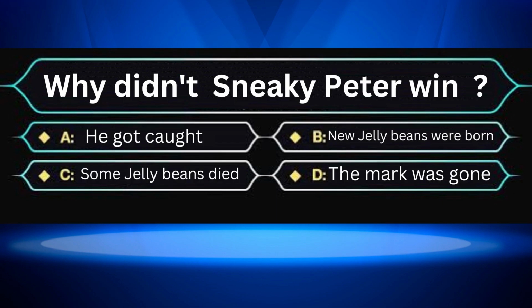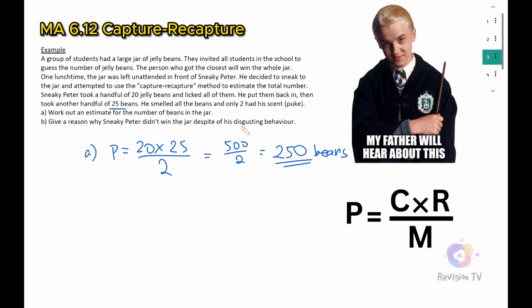Part B. Guess the reason why Sneaky Peter didn't win the jar despite his disgusting behavior. Well, the reason, of course, is because he got caught and someone found out it's quite disgusting behavior. That's not allowed. Head teacher, kick him out of the school. Just kidding. The reason that he couldn't win is because the scent evaporated over time.